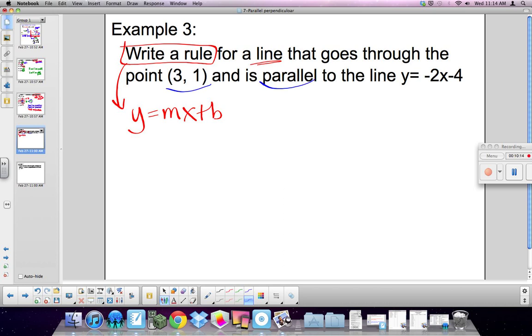Remember parallel, we remember what we've just learned, that parallel lines have the same slope. So now I look at this line and I simply look at the slope. I want it to be parallel to that line, so it has to have the same slope as that line. Well, the slope of this line is negative 2, because slope is always the number with the x. So my slope is negative 2. That means my line is going to have a slope equal to negative 2.